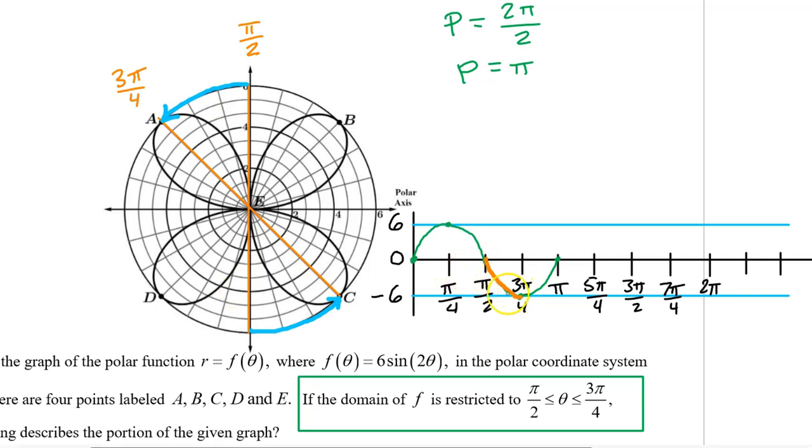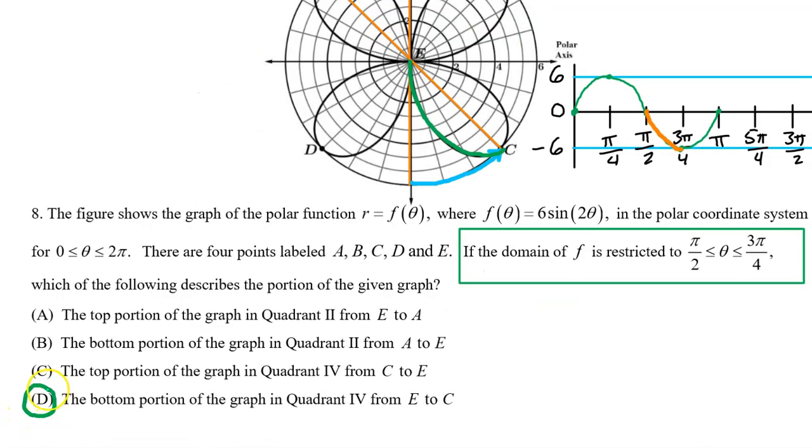As we trace this portion of the graph in green, notice that the distance from the pole, represented by the midline, starts at 0 and then increases to a maximum value of 6. So again, I'm tracing in this direction, and I'm starting at a distance from the pole of 0, and then I am increasing to a maximum distance from the pole of 6. So that is from E to C. So the answer is D, because it describes the bottom portion of the graph in quadrant 4 from E to C.